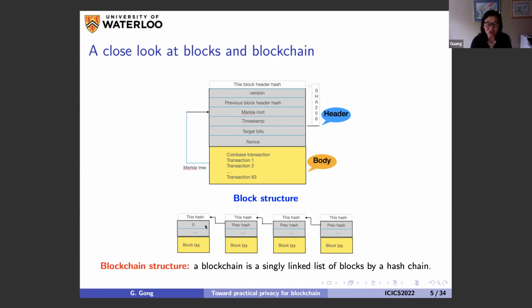Then you look at each block, and how you connect it. Because you connected it in this way, this is the previous hash. Then the next block, you hash this. So basically, a blockchain is a linked list of blocks. How do you link them? By hash chain. Each of those is connected by the hash function. So in crypto, we call this a hash chain. Okay, so this is the block structure.